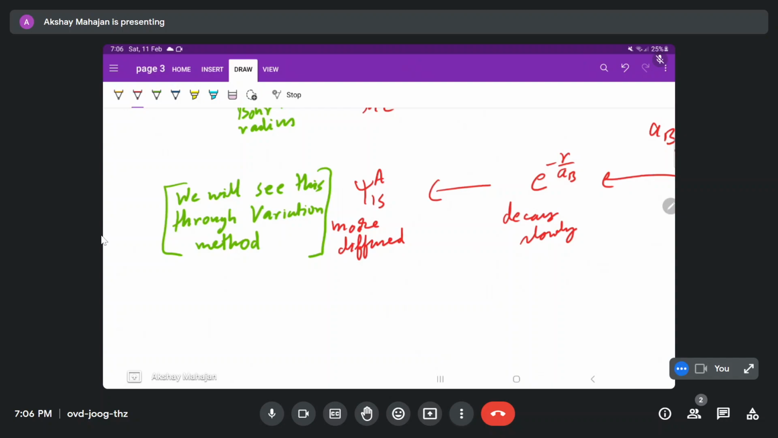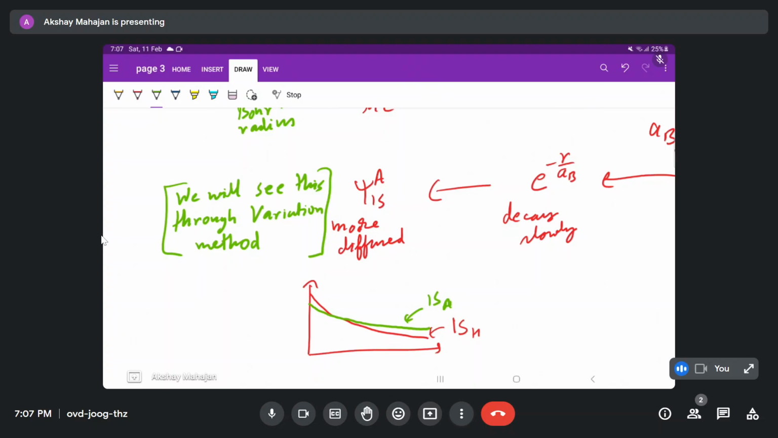So basically more diffuse means that, if you remember the 1s orbital probability distribution, let's say this is your 1s of hypothetical. What you will observe is that the actual one will be more diffused and go to a higher value. So this is your 1s of the actual case, and this is your hypothetical.